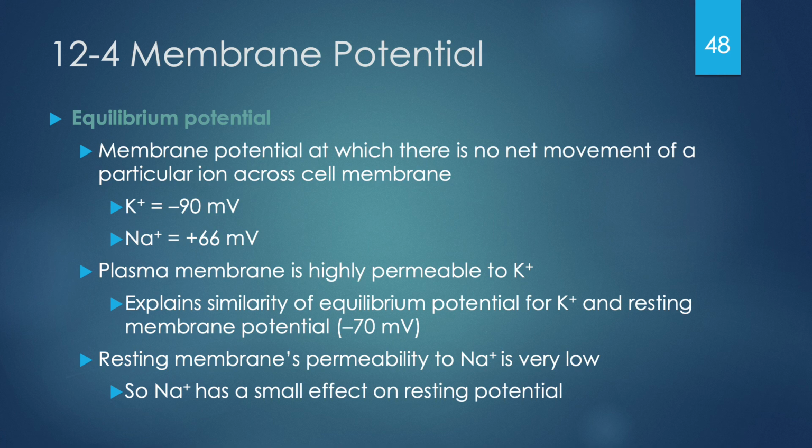For the equilibrium potential of sodium to meet the membrane potential of the neuron, we would have to add 70 plus another 66 millivolts, because that's the difference between the two. Whereas there's only 20 millivolts of difference between potassium and the membrane potential of the actual neuron itself. So the resting membrane's permeability to sodium is very low because the difference is so great, and so sodium has a very small effect on the resting potential.